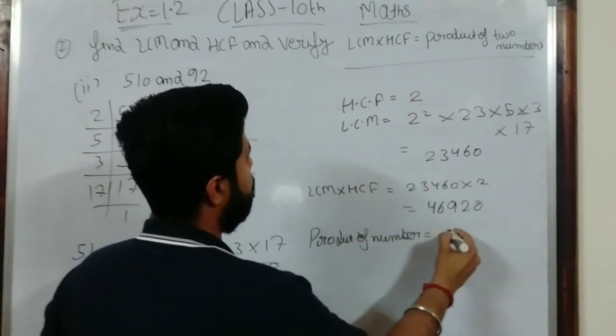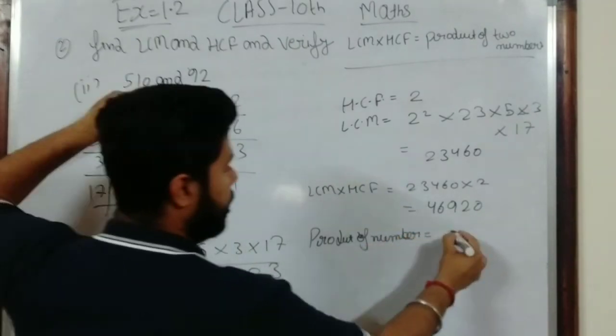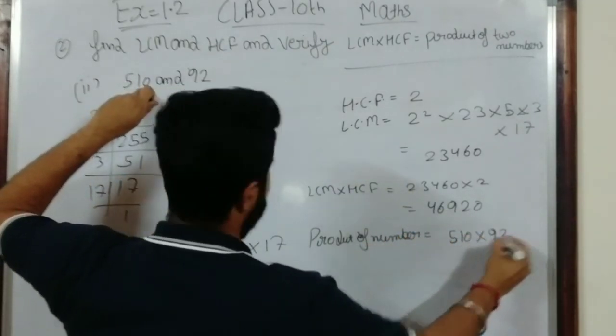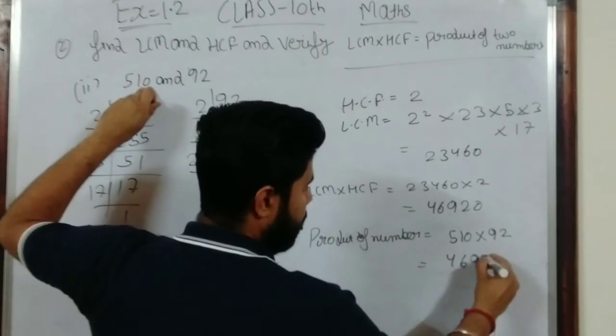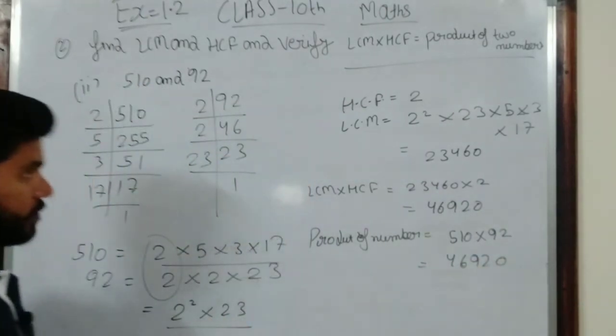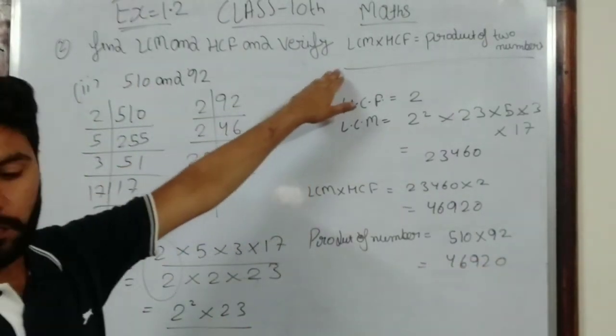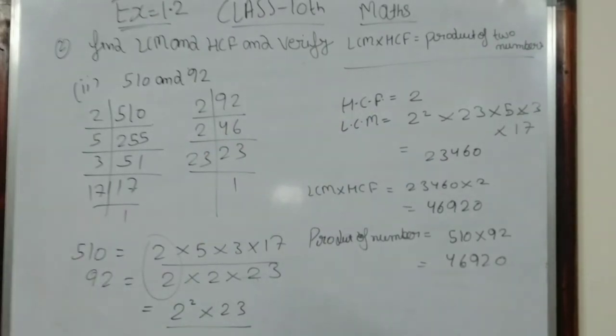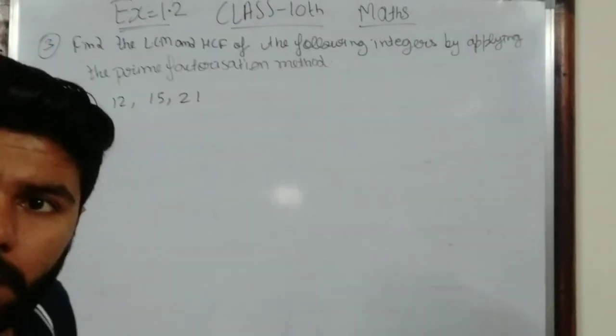Next, move on to the product of the two numbers. Which two numbers? The ones given in the question, that is 510 and 92. The answer again comes out to be 46920. So the rule is verified in this case. Now next, move on to the third part. The third part is also very easy in this case.